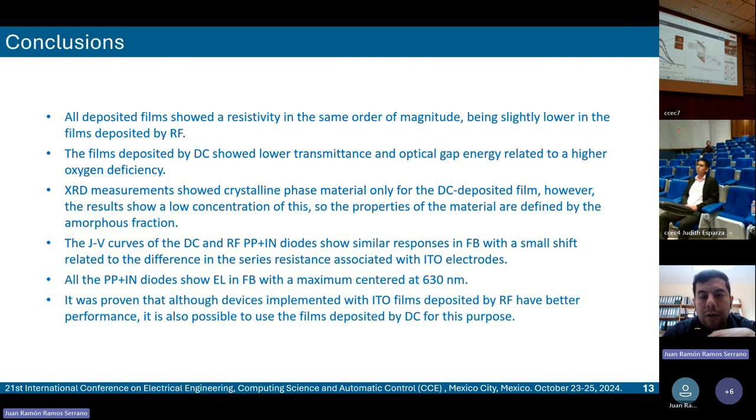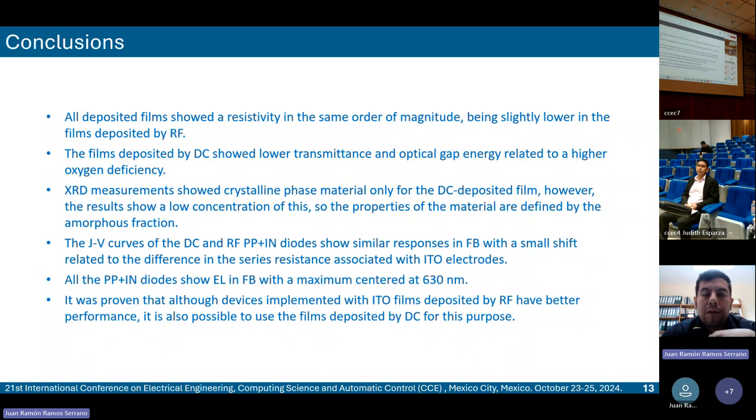XRD patterns show a crystalline phase material only for the DC deposited film. However, the results show a low concentration of this, so the properties of the material are defined by the amorphous fraction. The current density voltage curves of the DC and RF pin diodes show similar response in forward bias, with a small shift related to the difference in the series resistance associated to the ITO electrode.